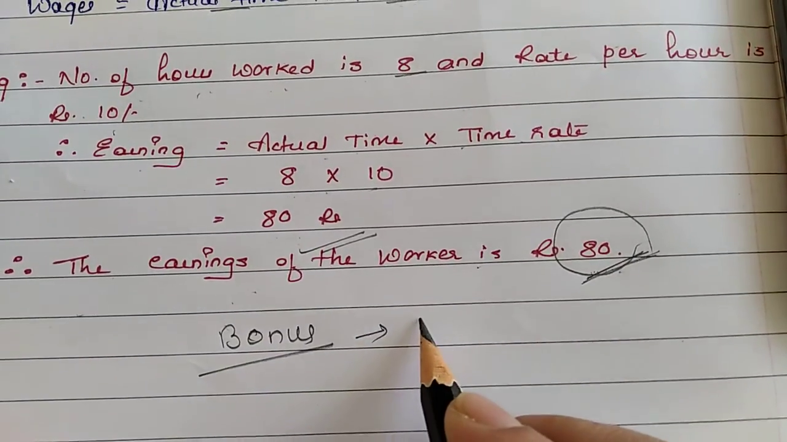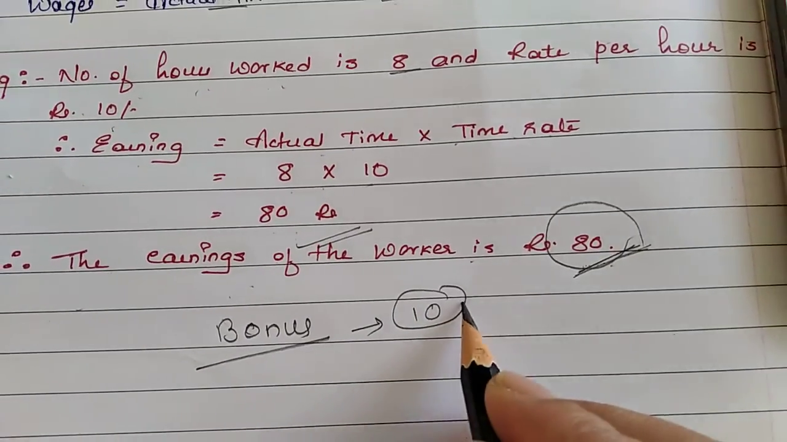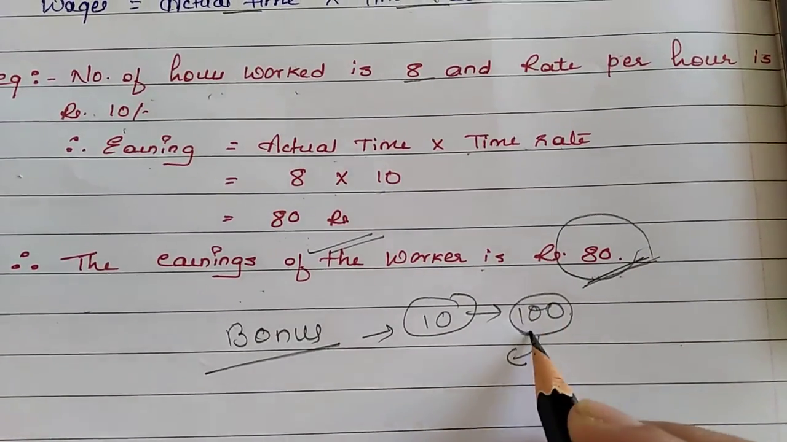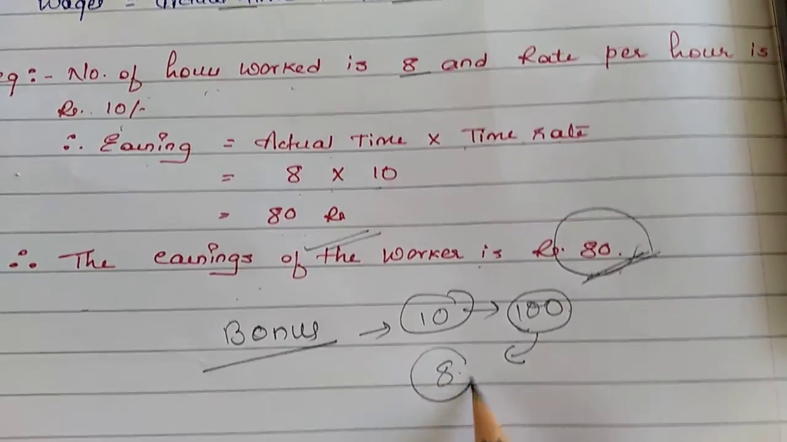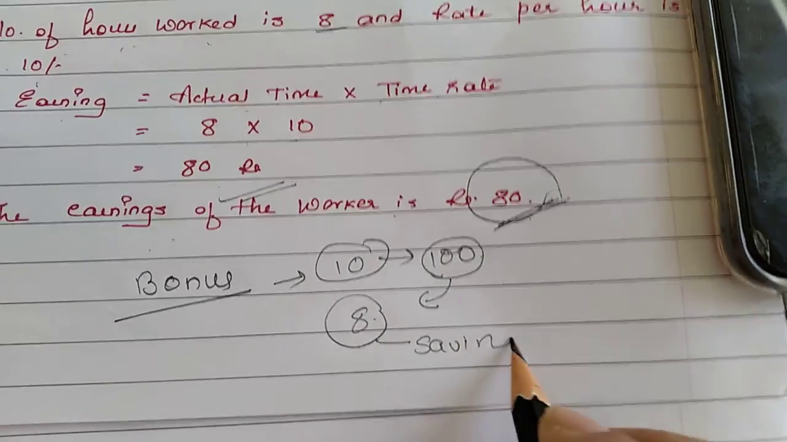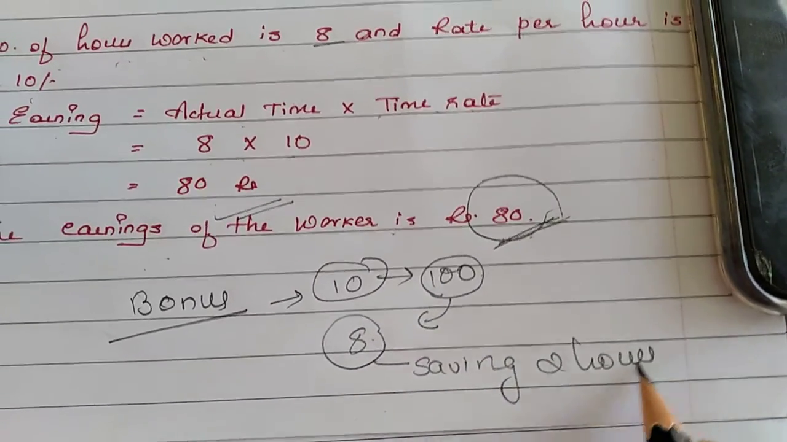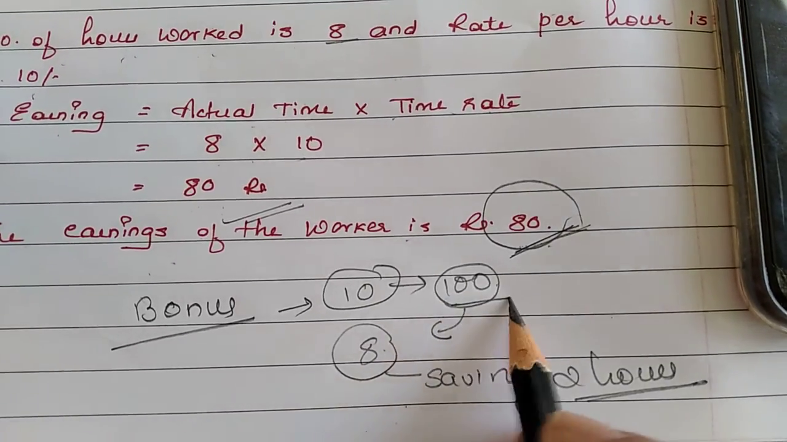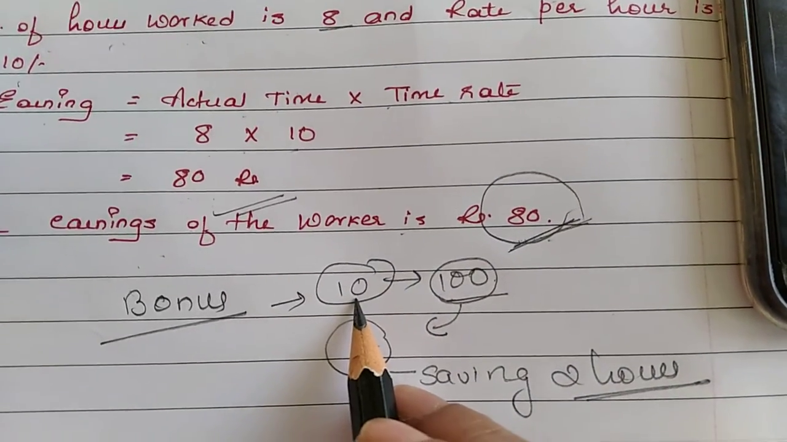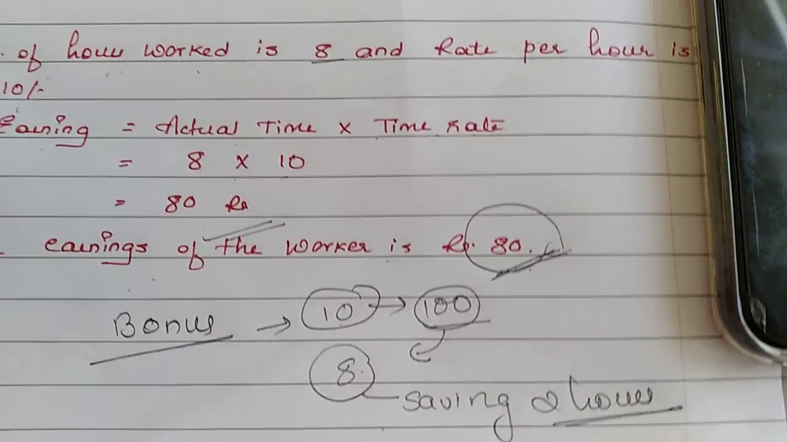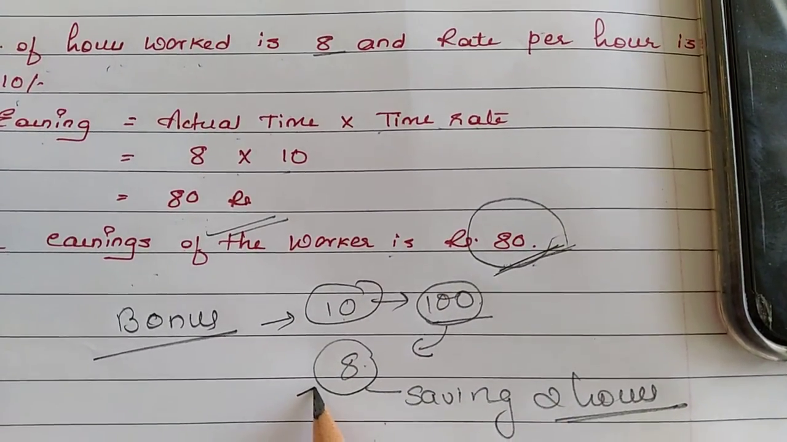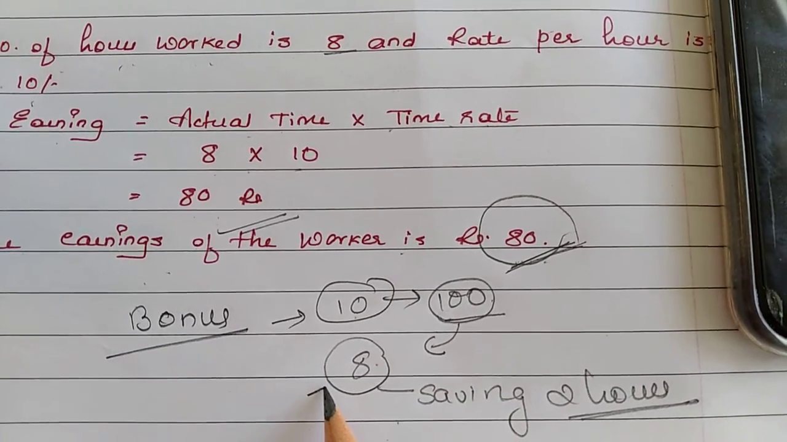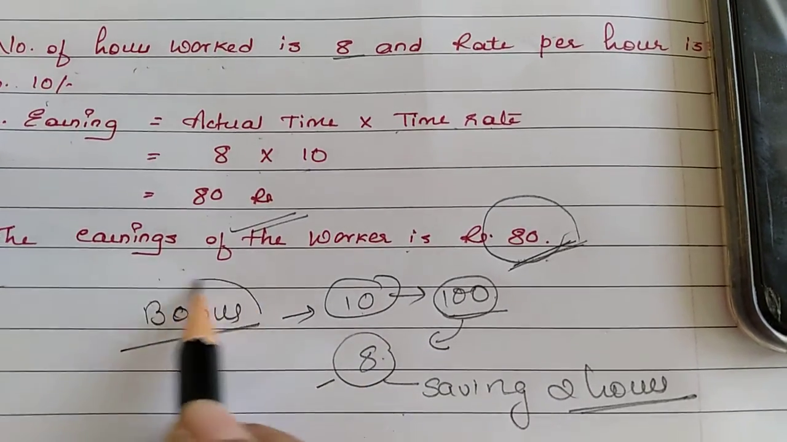Suppose a worker is given 10 hours per day for producing 100 units, and there were some efficient workers producing these 100 units in just 8 hours. So these workers were actually saving 2 hours, because they were more efficient than all the other workers who were not producing 100 units even in the 10 hours allotted to them. To reward these workers who were completing the work on time or saving the time of the organization, the company started paying them an incentive called bonus.